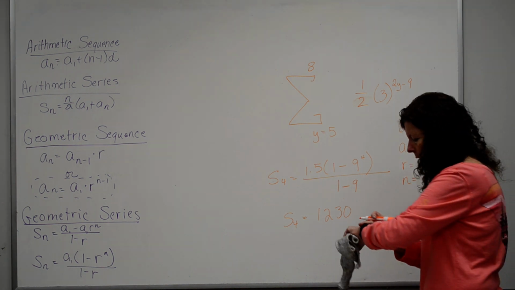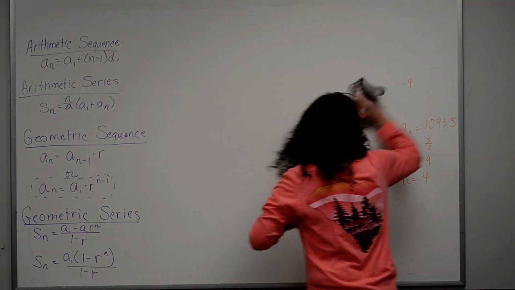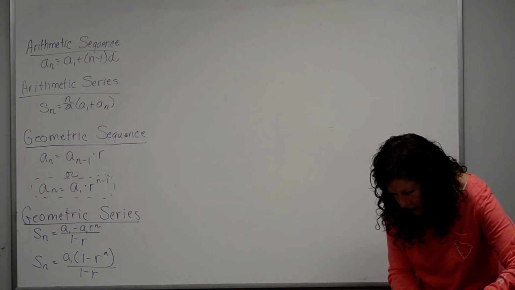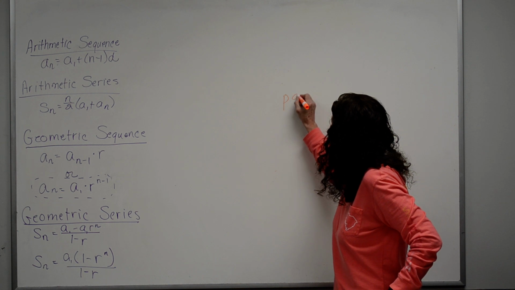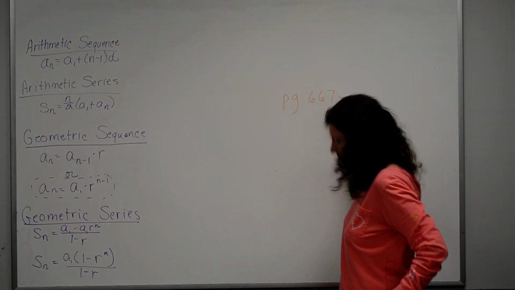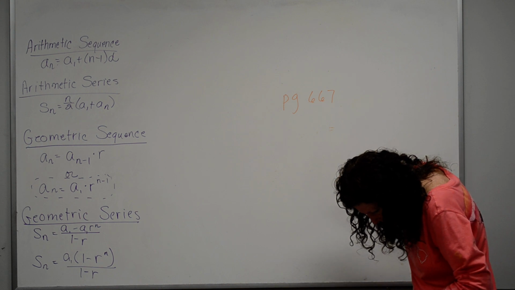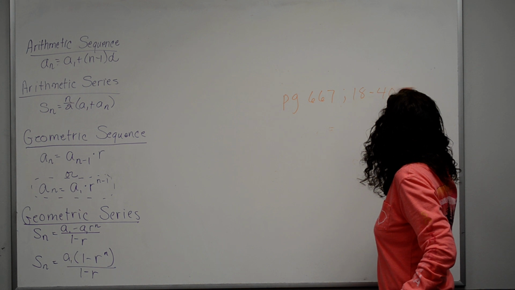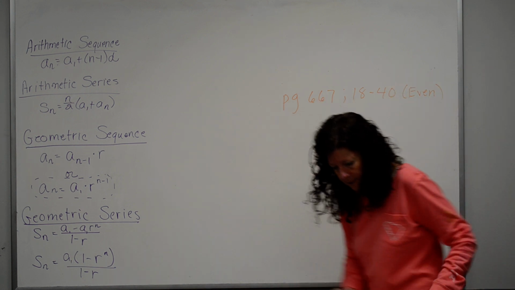All right, I am going to put your homework up here. And you've got 2 sections, and this finishes this chapter. Okay, page 667. I want you to do 18 through 40 even. That's all with the sequence.